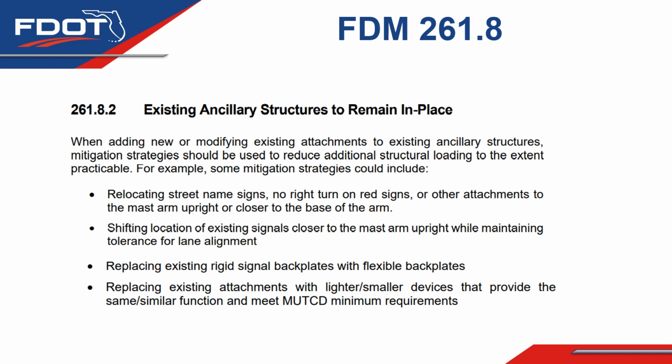Let's look at the next section in the chapter, existing ancillary structures to remain in place. When there is a structure to remain in place, there might be some strategies that can be used to reduce the additional structural loading. Here are some of the examples that we provide. If a device is being added to the structure, you may want to shift things around to mitigate that additional loading. Some of the districts actually have a prioritized list of options, so you may want to check with your district traffic operations office. But these are not the only options, just some of the things that can be done.